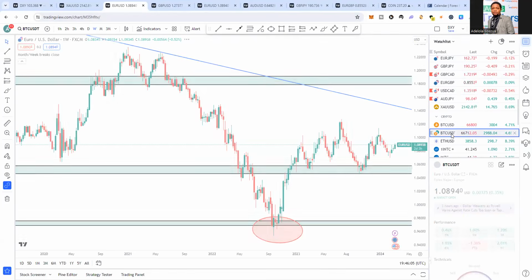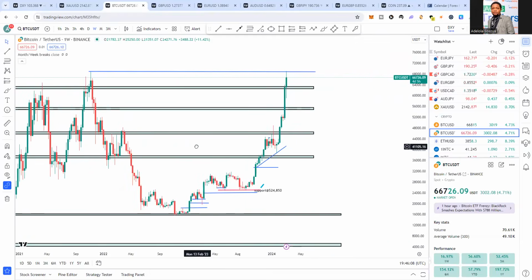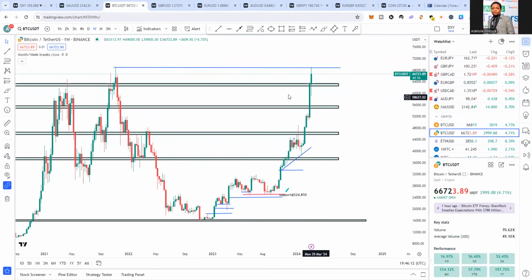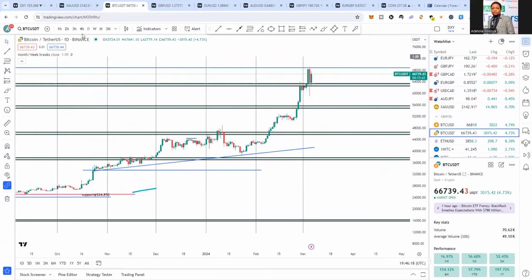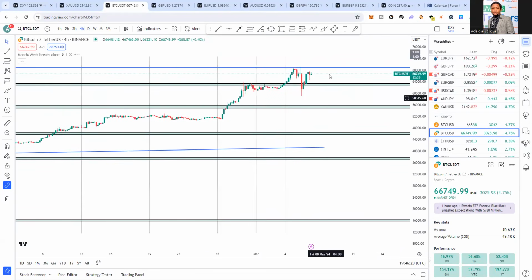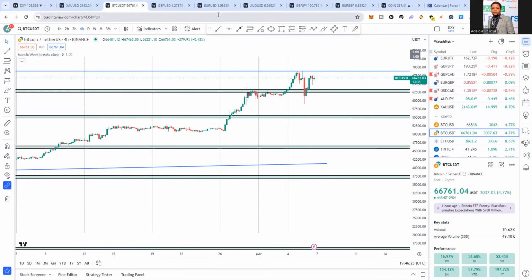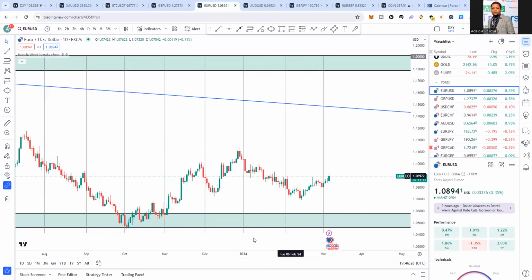I also want to show you what Bitcoin did. Now look at what Bitcoin did yesterday. From 69,000, it came down, but I already identified that on the other time frame. But now it's going back up a little bit, right? Okay, so let's go back to USD. So this is where we are right now.